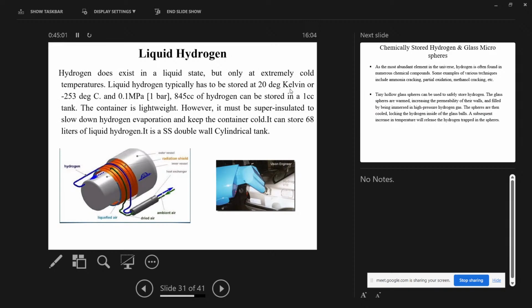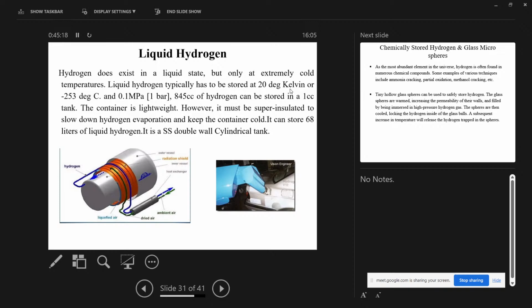So when you decrease the temperatures, only then is it possible to liquefy this hydrogen and keep it in the vessel.